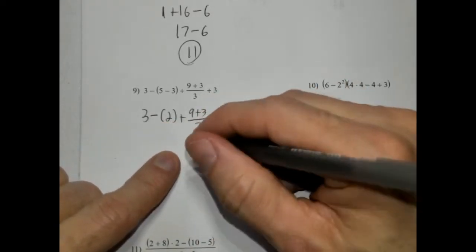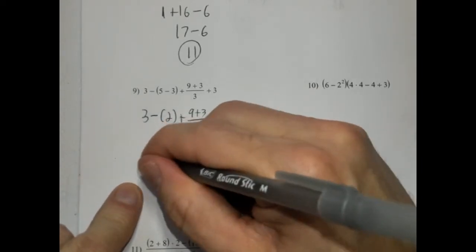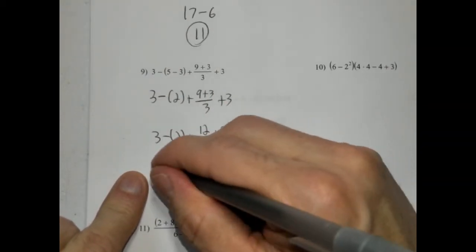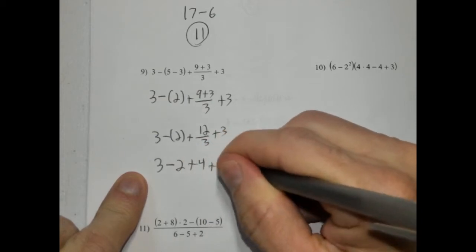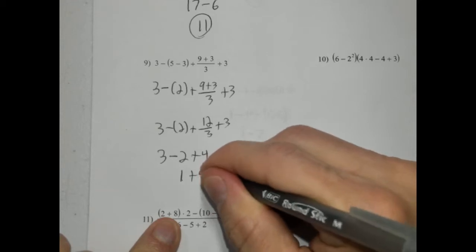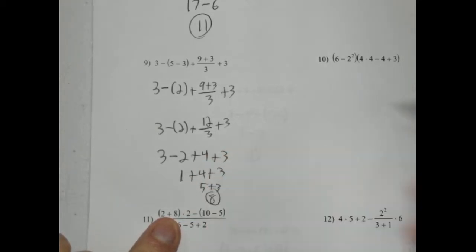9 plus 3 is 12. So 12 over 3 plus 3. 3 minus 2 plus, okay. 12 divided by 3 is 4. So 3, I'm going to get rid of those parentheses. Plus 4 plus 3. And now we just go left to right because it's addition, subtraction. 3 take away 2 is 1. Plus 4 plus 3. 1 plus 4 is 5. Plus 3 is 8.